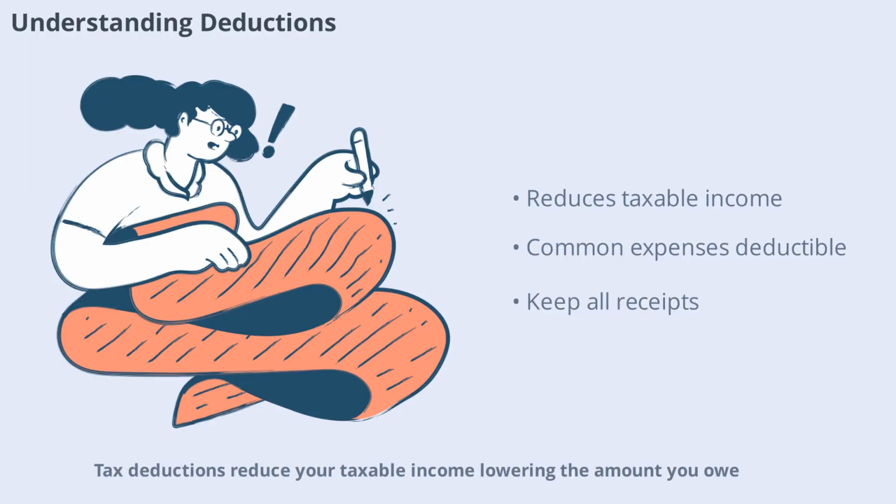Tax deductions reduce your taxable income, lowering the amount you owe. Common deductions include business expenses like rent, utilities, supplies, and salaries. Knowing what you can deduct helps you maximize savings and stay compliant. Always keep receipts and documentation for every deduction you claim.